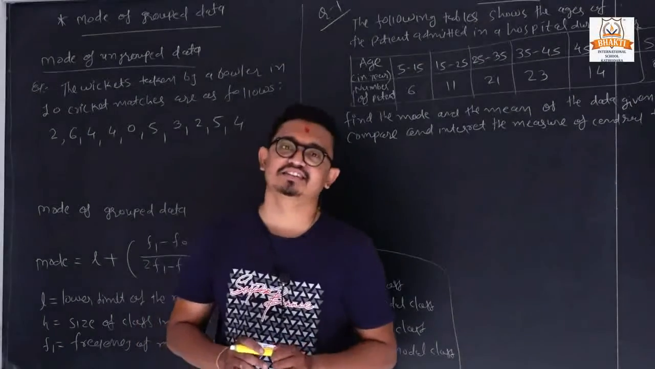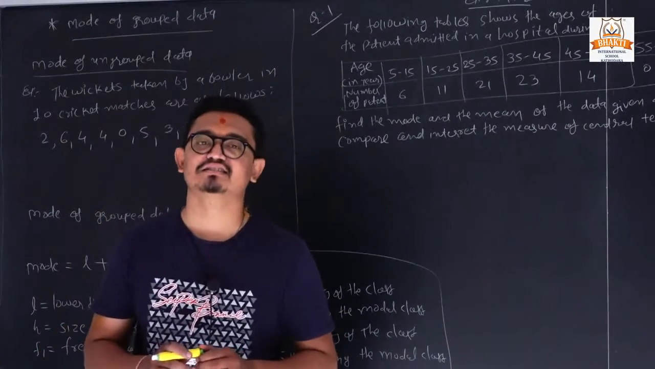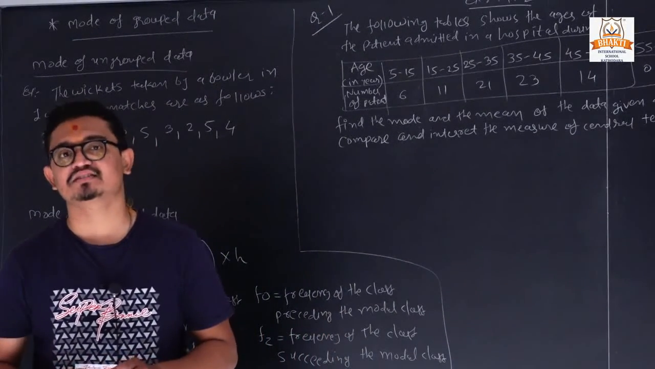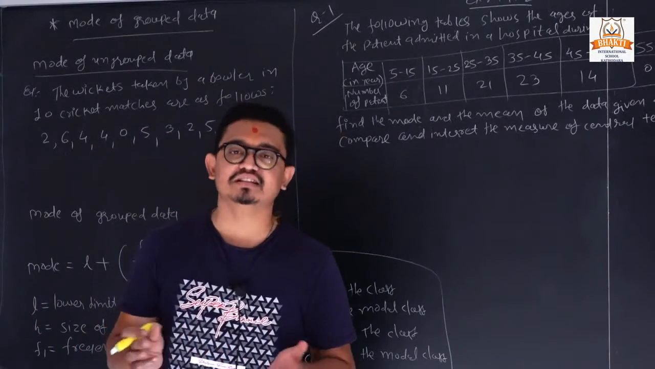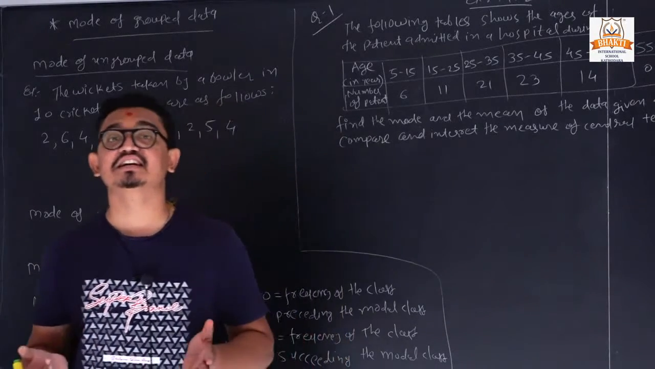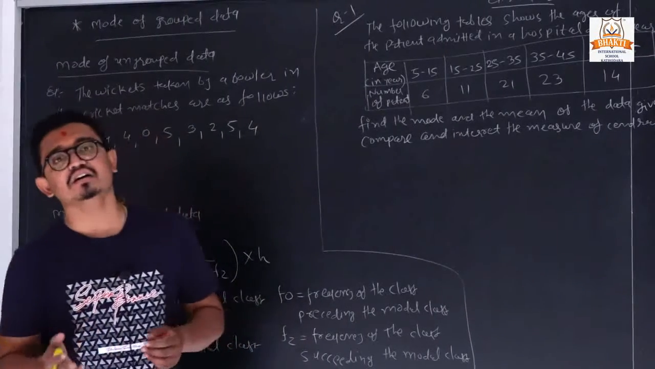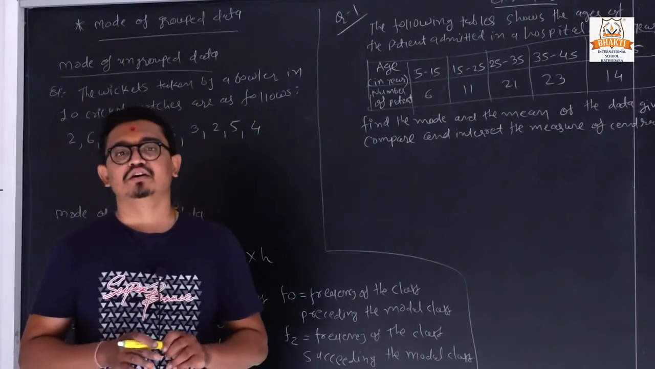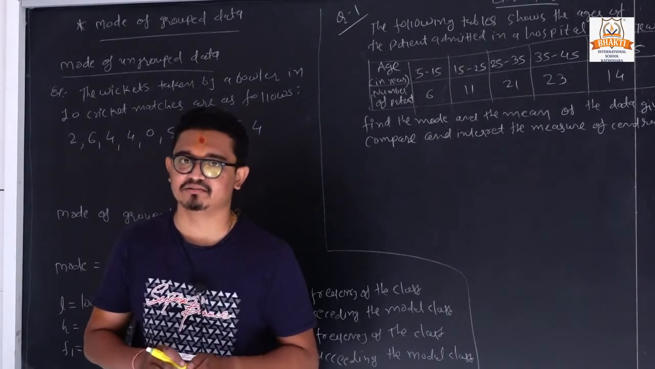Good morning students. In the last lecture we discussed chapter number 14, exercise 14.1. In exercise 14.1 we mostly saw the mean sums, using three different methods: direct, assumed mean, or step deviation method. The second type was finding the missing frequency, for which we also have an example.